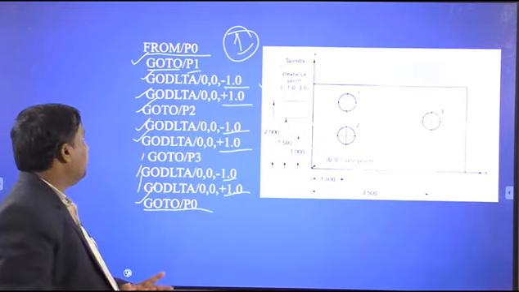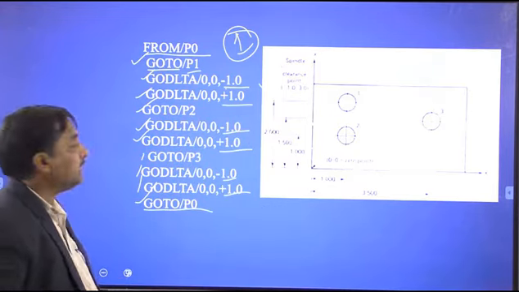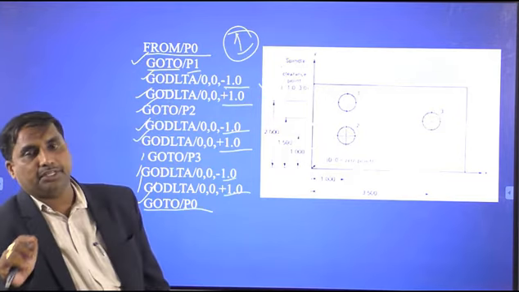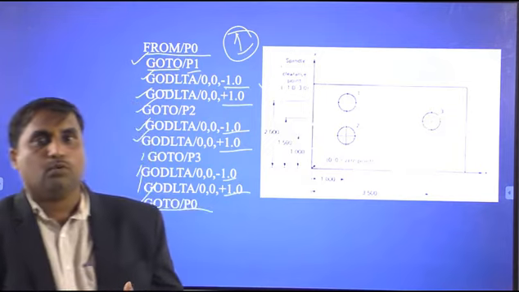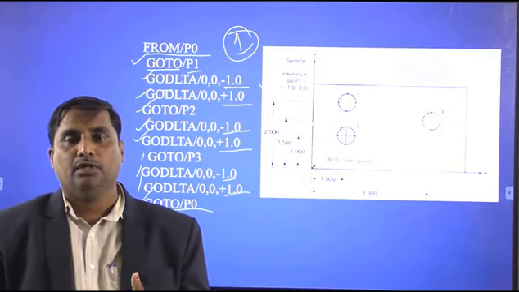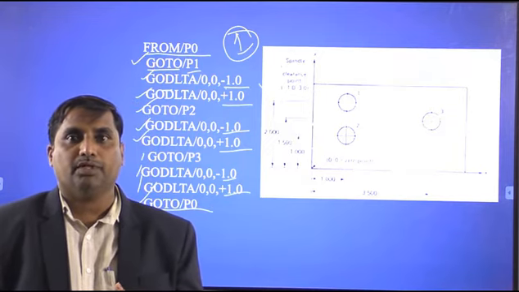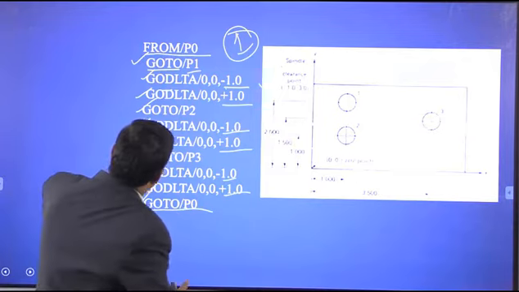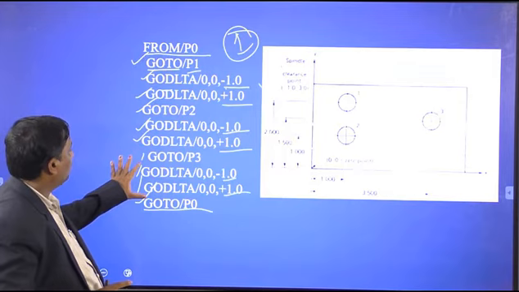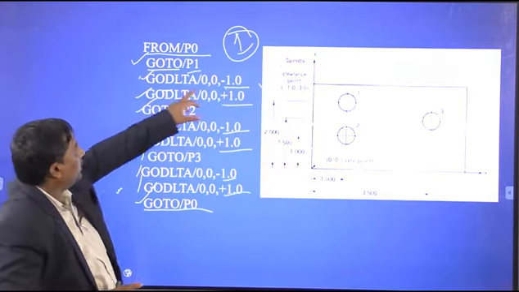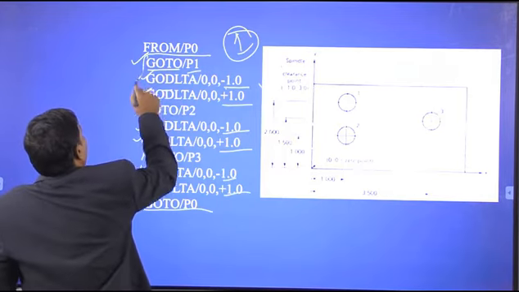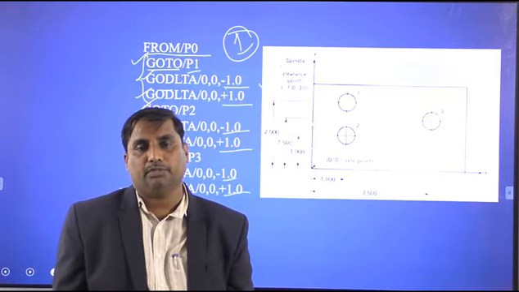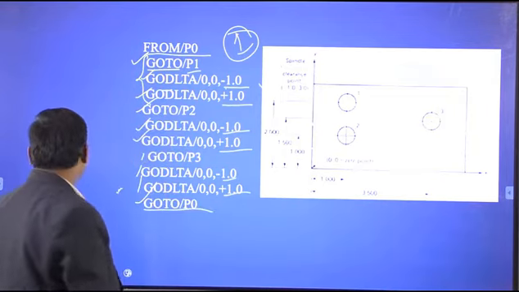So here, what are the statements we are getting in motion statements? GO and GODLTA. Using these, GO is used for rapid traversal. GODLTA is the incremental movement of the work part for making the holes. Using these three statements, we can make the holes. Drilling operation can be completed.